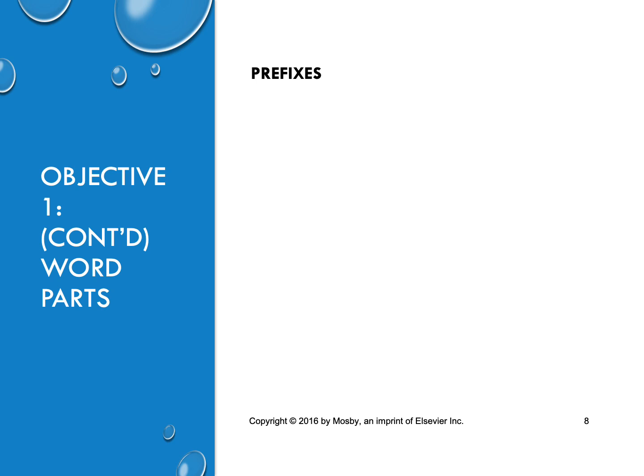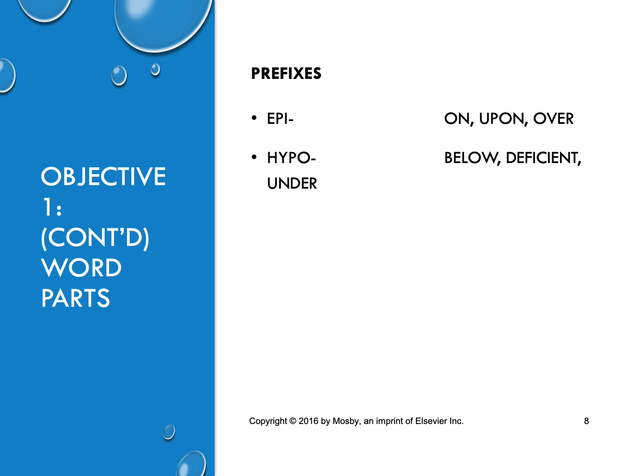Now let's look at some prefixes. First prefix we're going to look at is epi. Remember epigastric? Right? Pertaining to, upon, or over the stomach. Hypo, like hypodermis, below the dermis, okay? Hypothermia, a temperature that is below the normal temperature.